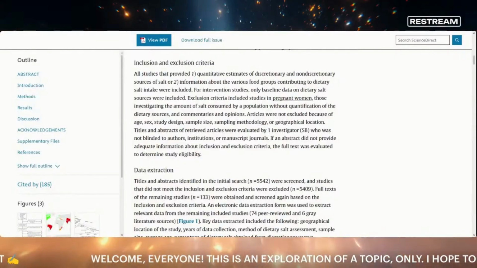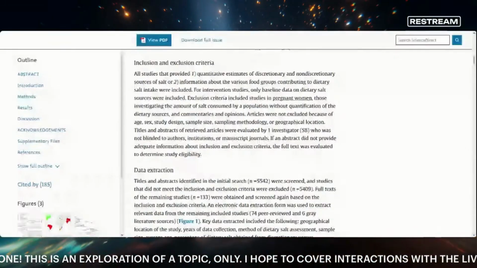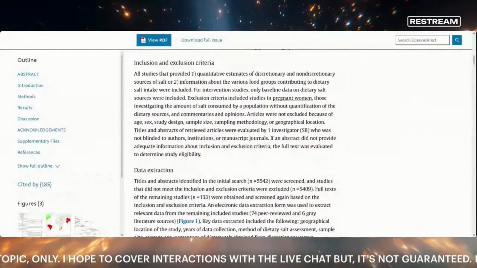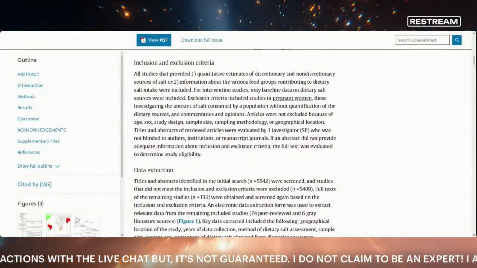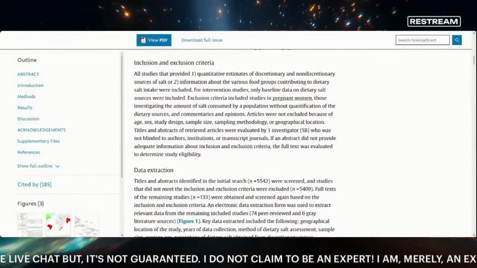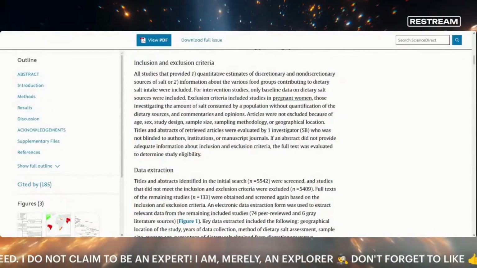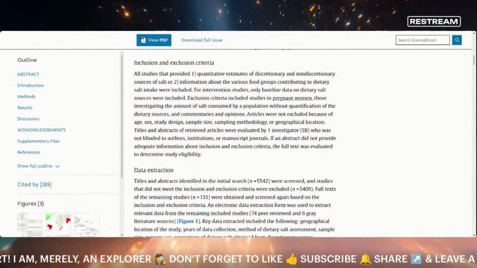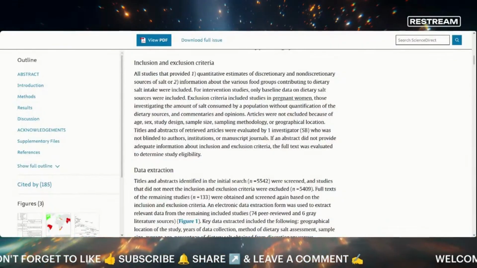Exclusion criteria included studies in pregnant women, those investigating the amount of salt consumed by a population without quantification of the dietary sources, and commentaries and opinions. Articles were not excluded because of age, sex, study design, sample size, sampling methodology, or geographical location.